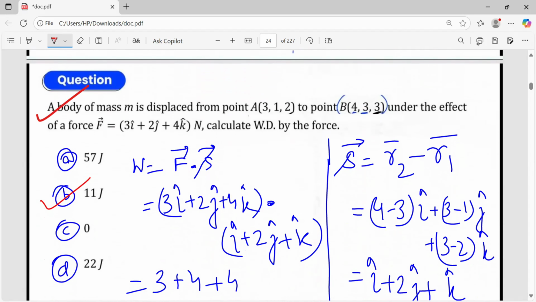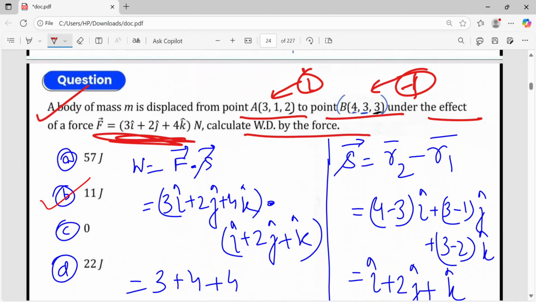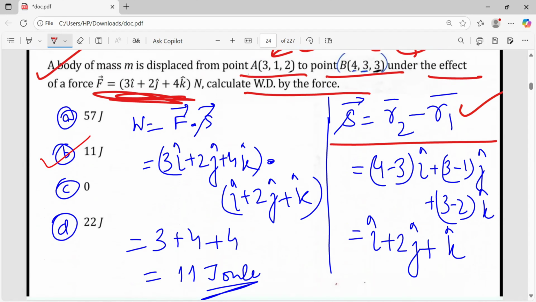Okay, a body of mass m is moved from this point to this, again there are two positions, this is the initial position and this is the final position. Now what you have to do, considering this force, you have to calculate the work done. Again calculate s, take the difference of both position vectors, and then with F dot s you calculate it and you will have the answer, which is 11 joules.